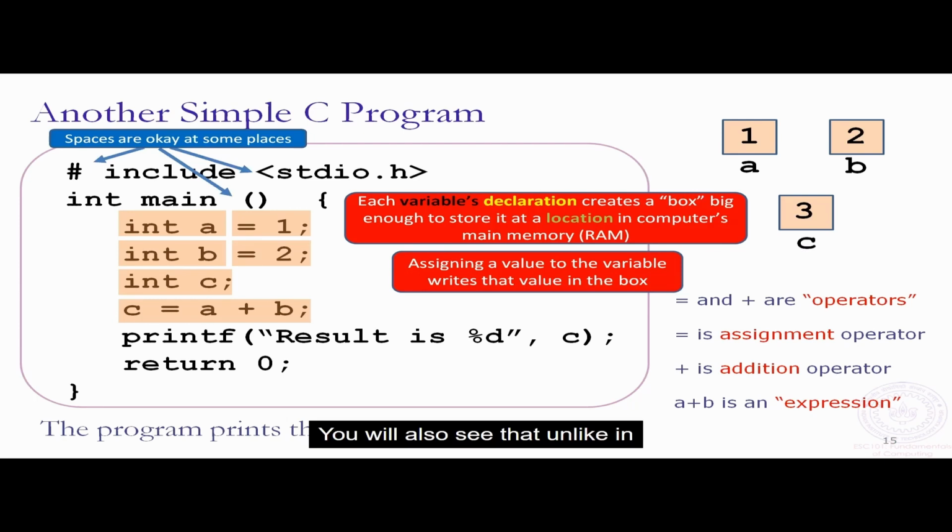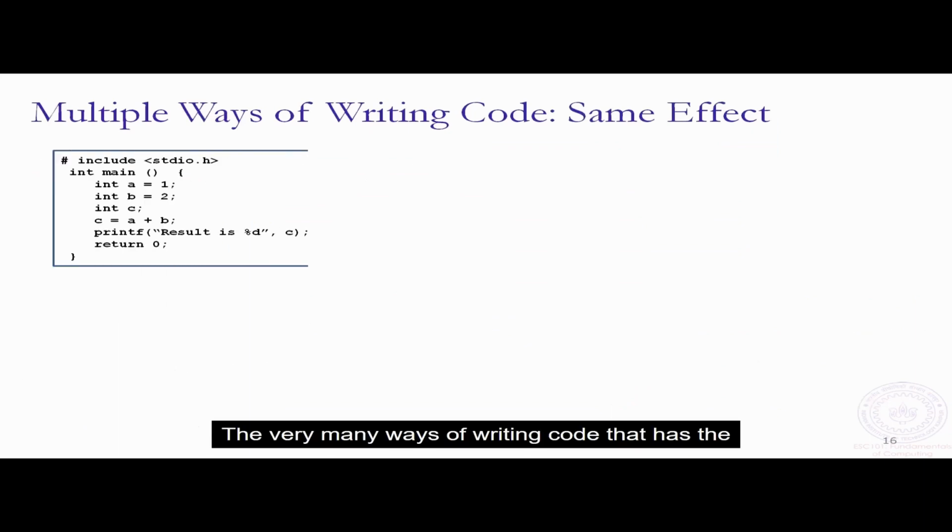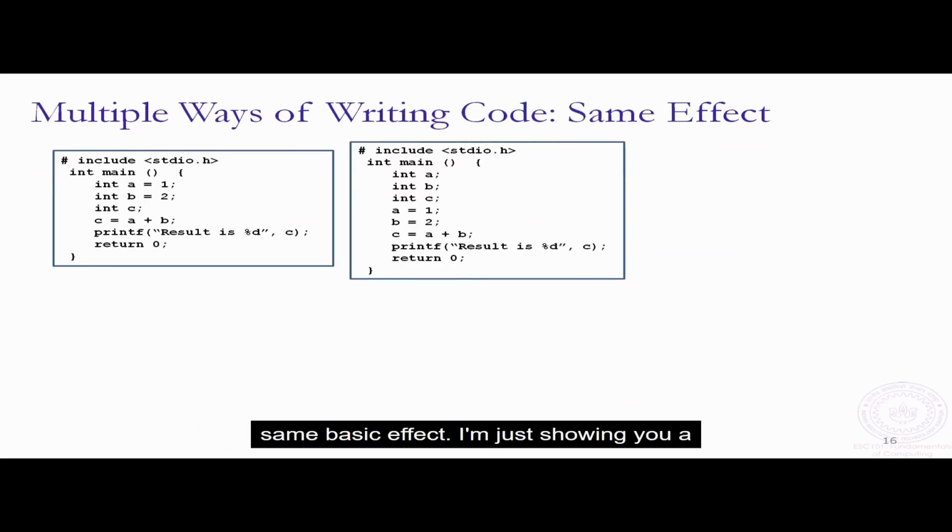You will also see that unlike in the program that we saw in the last video, you can put some spaces in some locations to improve the readability of your code. You will learn by trial and error where you can put spaces and where you can't. There are very many ways of writing code that has the same basic effect. I'm just showing you a few examples, but as part of playing around with Jupyter, I encourage you to try and find even newer ways of doing this than the examples that I'm showing you.